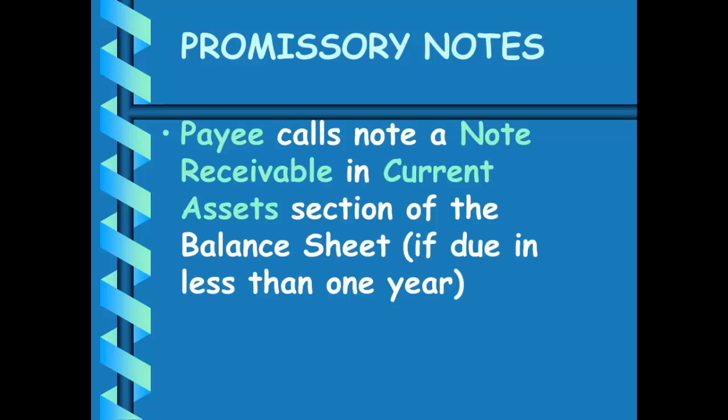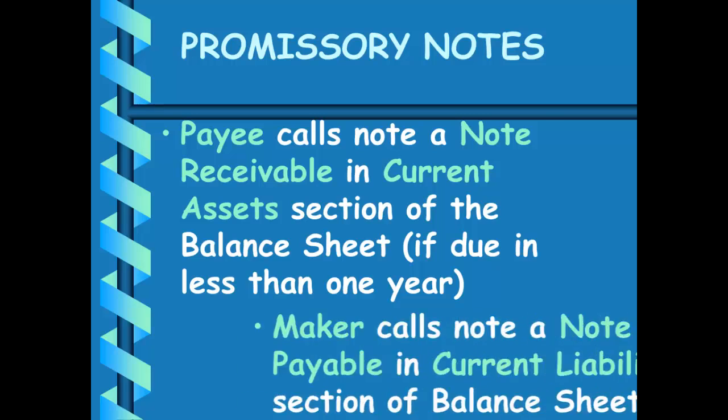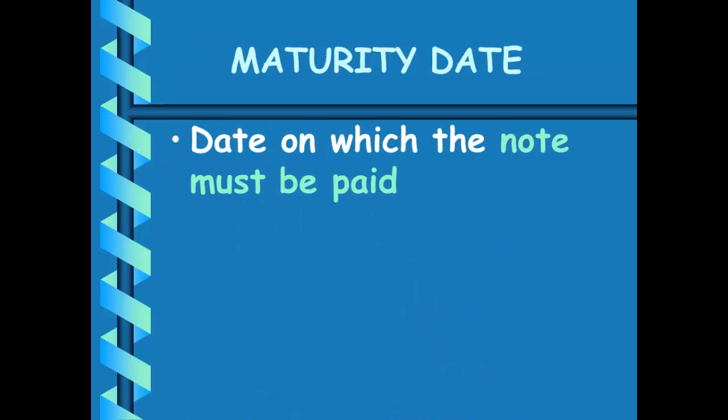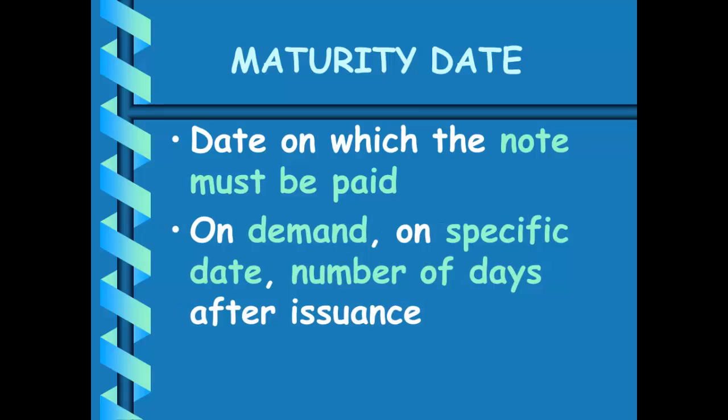The payee, the one who's going to receive the payment, calls this a note receivable. It would be a current asset if it matures within 1 year. More than 1 year from now, it would be long term. The note maker calls it a current liability if it's due within 1 year, and a long-term liability if more than 1 year. The maturity date is the date on which the note must be paid, the date the note matures and payment is supposed to be made. The maker is supposed to pay the payee on that date.